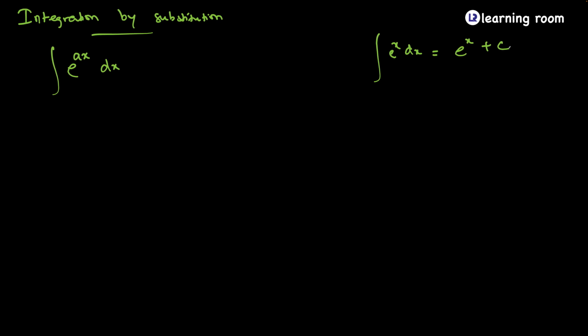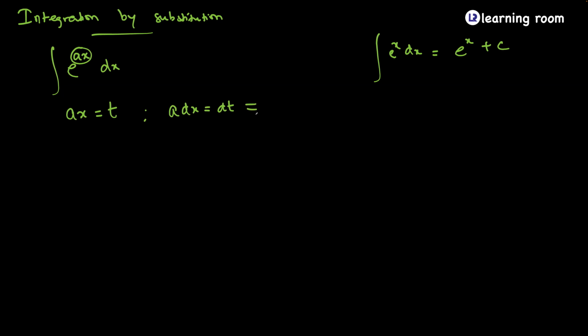But we don't know what to do when this x is changed to ax, right? For that, what are we supposed to do? You need to make sure that this ax is written in terms of some other variable. So the first step is you will equate that variable to one other variable t. And the second step is differentiate on both the sides. So when I differentiate on both the sides, a times dx will be equal to dt, right?